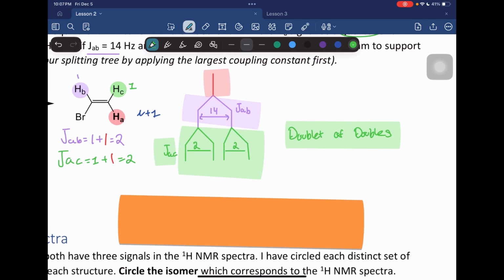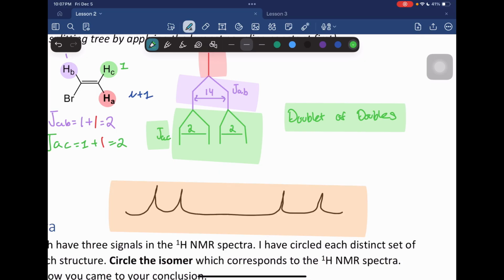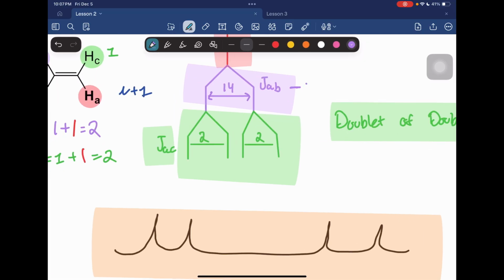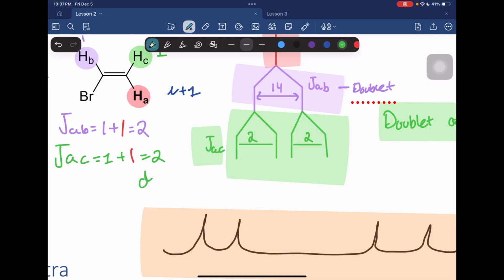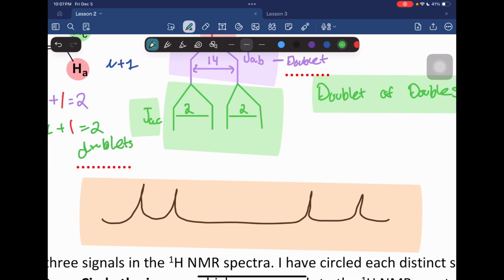When I reveal this, it's going to look like this because both of them are doublets. Okay, let me redraw. So this one right here is a doublet. And these down here were technically doublets as well, right? Because that's what we were told here, is that these are going to end up as doublets, okay?